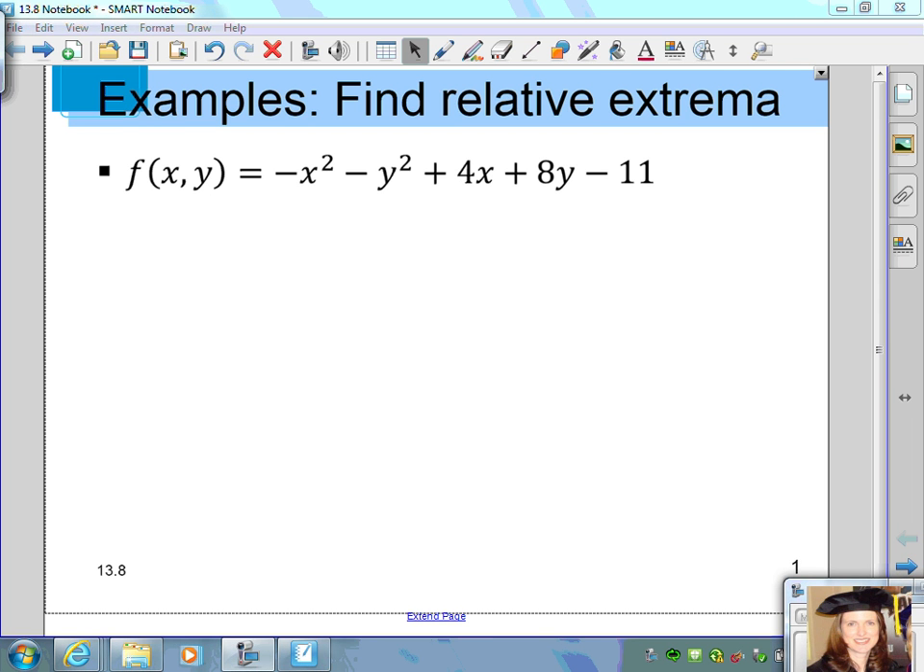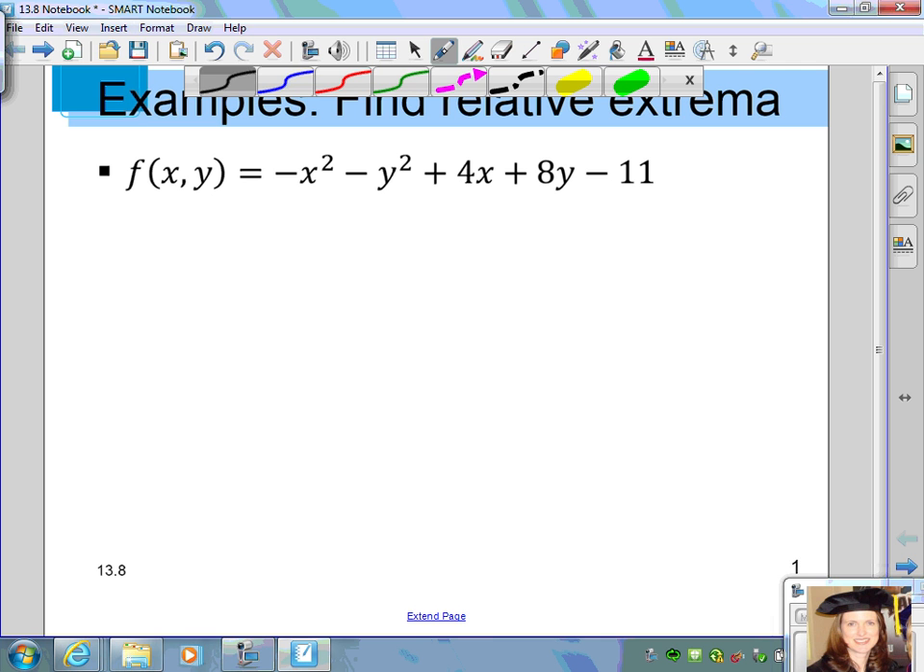In this video for section 13.8, we'll be doing some examples of finding the relative extrema by using the second partials test. Here we have a function f of x, y equals negative x squared minus y squared plus 4x plus 8y minus 11. What we want to do is find the critical points.